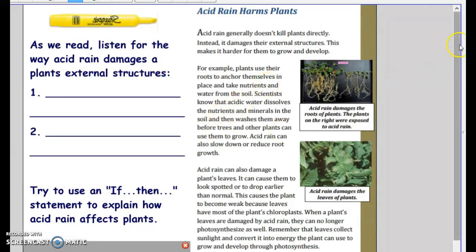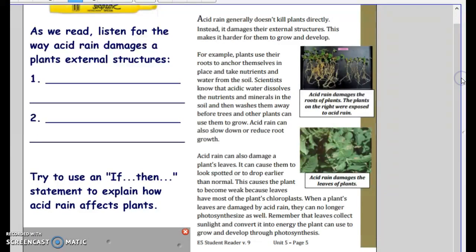Acid rain can also damage a plant's leaves. It can also damage them to look spotted or to drop earlier than normal. This causes the plant to become weak because leaves have most of the plant's chloroplasts. When a plant's leaves are damaged by acid rain, they can no longer photosynthesize as well. Remember that leaves collect sunlight and convert it to the energy that the plant can use to grow and develop, photosynthesis.